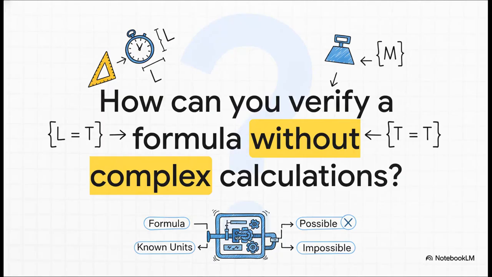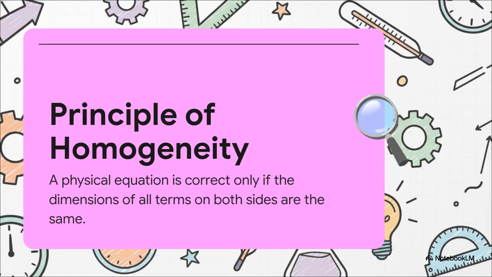So let me ask you this. How can you quickly check if a formula even makes sense? Or maybe find a relationship between two things without doing a bunch of heavy calculations? Well, the answer is dimensional analysis. And the whole thing is built on one simple, beautiful idea, the principle of homogeneity.